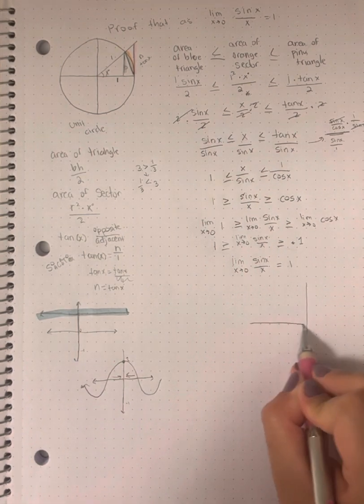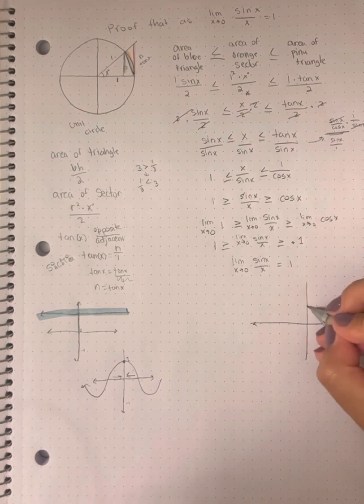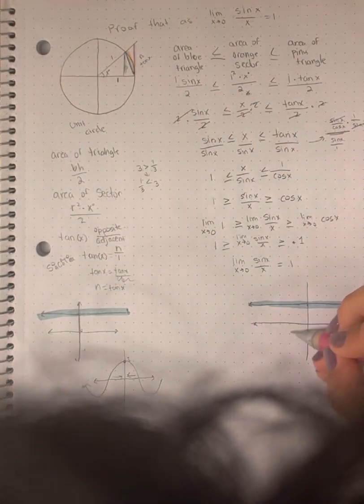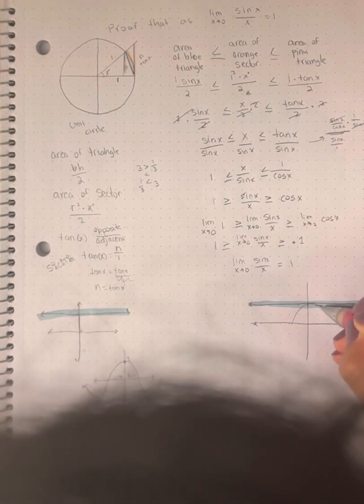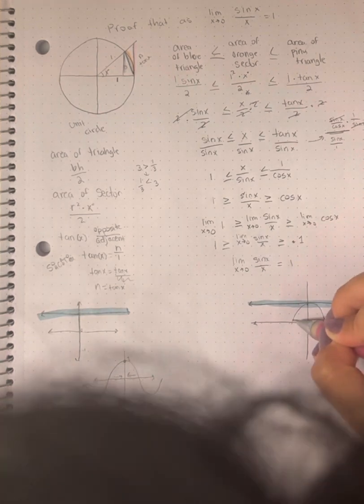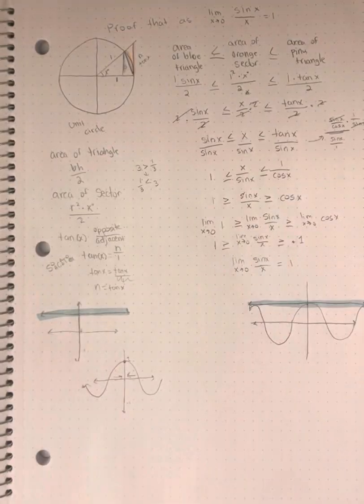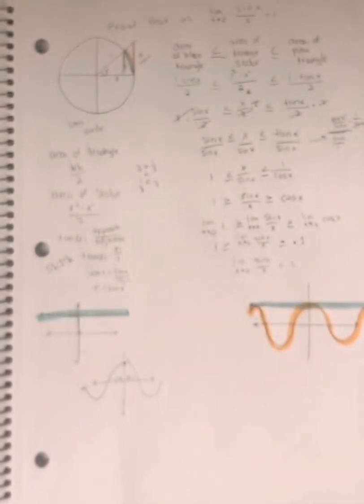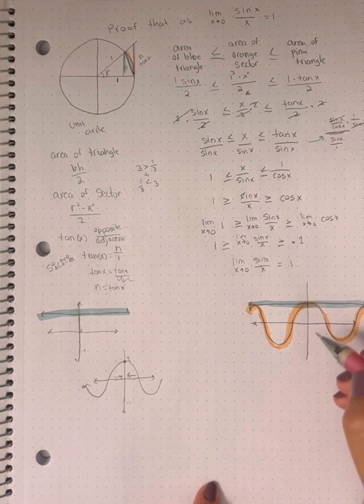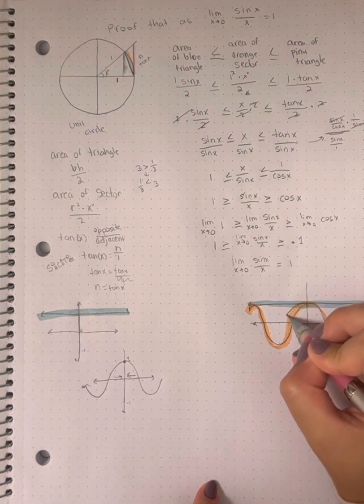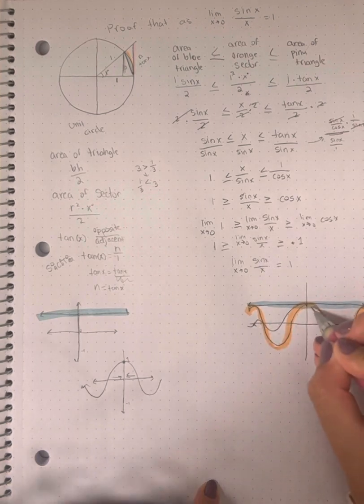So let's just graph it out right over here. Let's graph out our little blue triangle function, and then the cosine, our cosine function. And then what it ends up looking like is that our sine of x over x function ends up looking a little something like this, right?